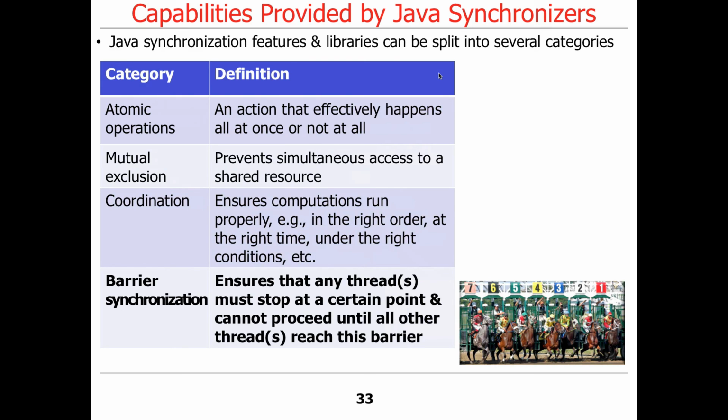And then the last piece here is something called a barrier synchronizer, or barrier synchronization. This is used to ensure that threads have to stop at a certain point, and can't proceed until other threads have reached the same point. And this is what's commonly used to coordinate the actions of many threads. The example I show here would be something from a horse race, where the horses can't start to run until they all get lined up at the starting gate.